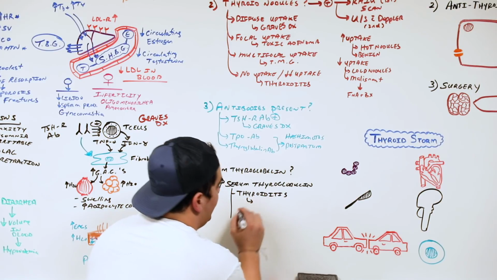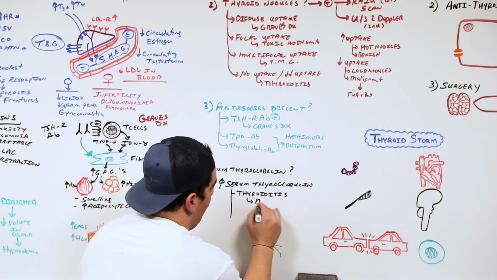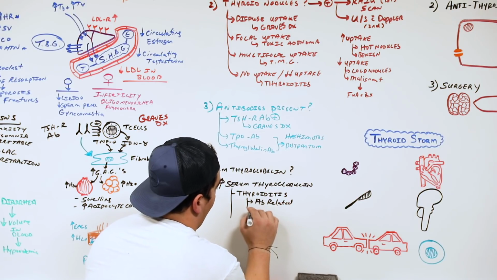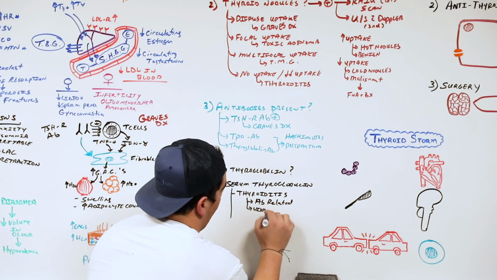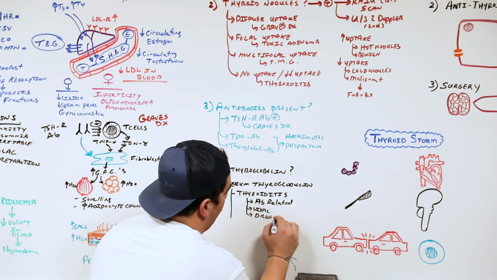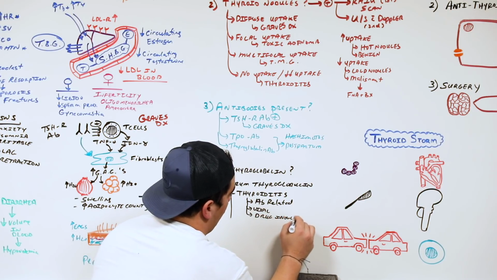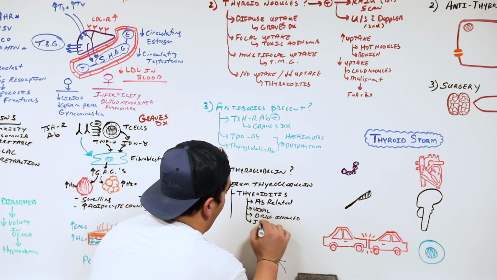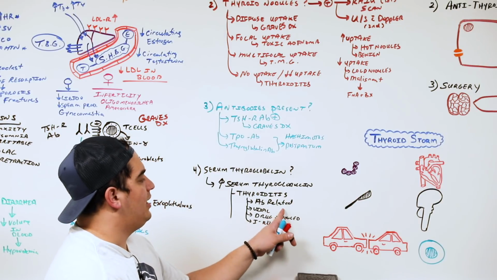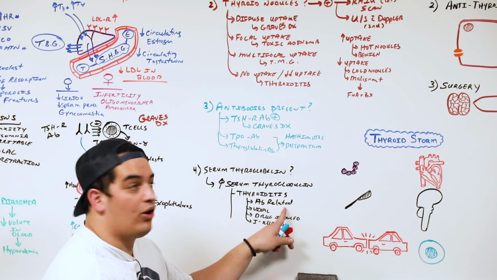Now, what were the different reasons for that? There was antibody related. There was viral related. There was drug induced. And there was iodine related. Do you guys remember the particular causes? Antibodies was Hashimoto's and postpartum.